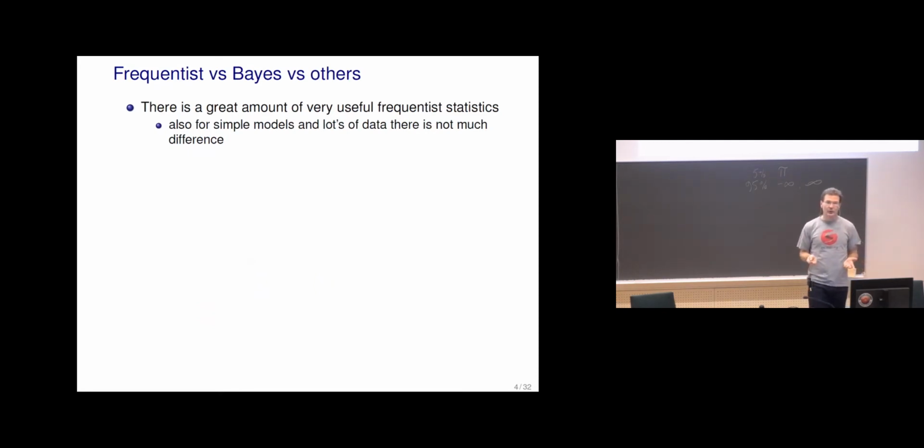There's a great amount of very useful frequentist statistics. There's a lot of things in between, and people who might at some point use frequentist statistics can also make very useful models and think about useful properties and so on. And then it might be just at some part, and sometimes it's not that sensible, like having these negative estimates for positive parameters. Also for simple models and a lot of data, there's not much difference.